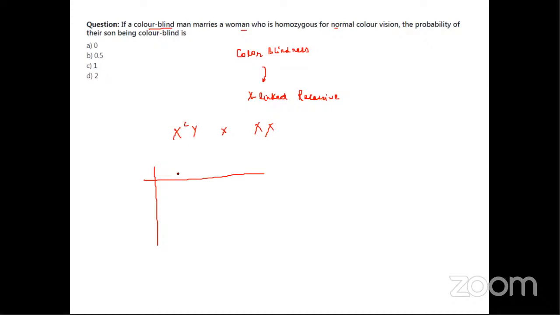Let's draw a Punnett square. XC, Y, X, X. What is the question asking? The question is asking the probability of their son being colorblind. Okay, so here, see, this is a carrier female, a normal male, again a normal male, and a carrier female, because the male is responsible for giving the Y chromosome in this case, right? Whenever a son is born, it's the Y chromosome which is coming from the male parent. So of course that makes the answer 0. The probability of their son being colorblind is 0.